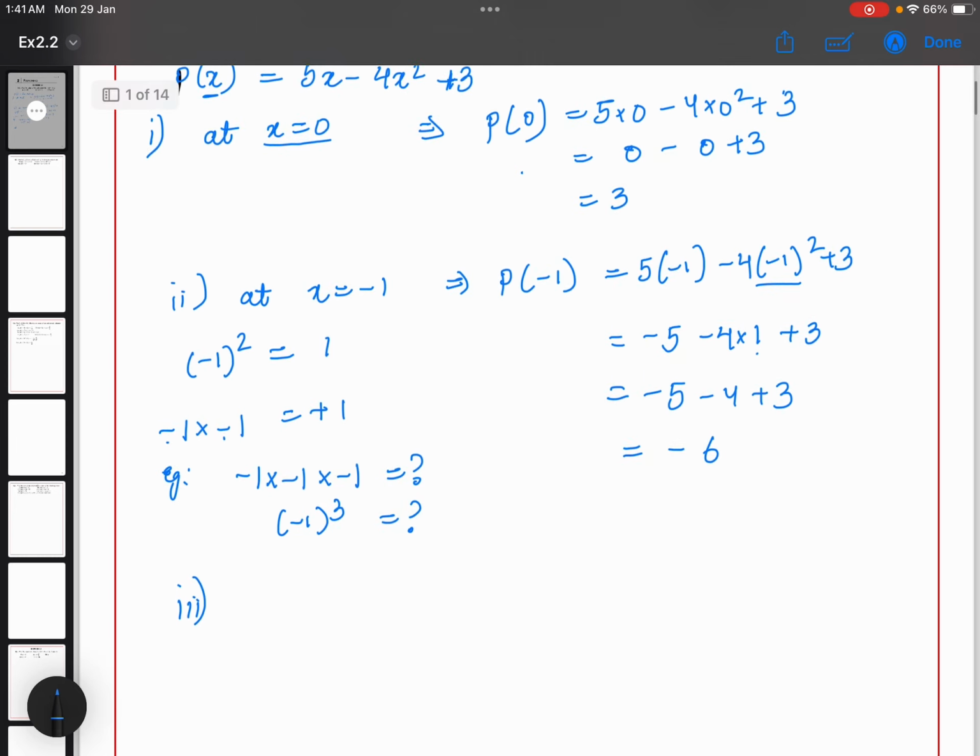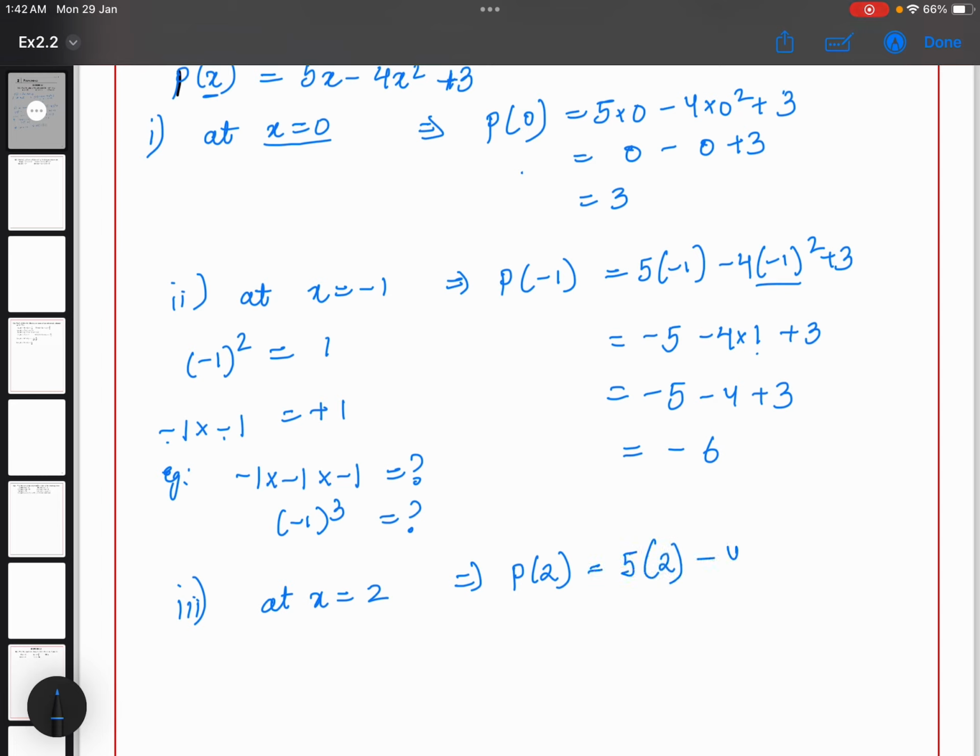And final is at x equal to 2. So we just have to replace the value of x with 2. So we'll be getting this as 5, replace it with 2, minus 4 into 2 square plus 3. So 5 into 2 will be 10, minus 4 into 2 square is what? 4 into 4, 16, plus 3. So this will be 10 minus 16 plus 3.